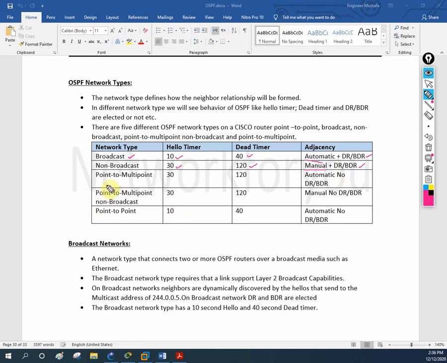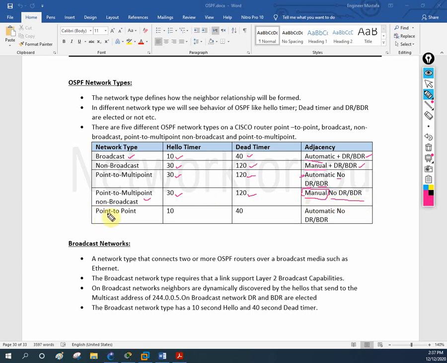Next, if you see point to multi-point, here you have the same thing. Hello timer will be 30 seconds, dead timer will be 120 seconds, and neighbors will form automatically. But you don't have DR and BDR here. Next, we have point to multi-point non-broadcast. Here also we have 30 seconds as the hello timer and 120 seconds as the dead timer, and we need to configure the neighbor manually. It will not form the neighbor automatically. And here we don't have DR and BDR.